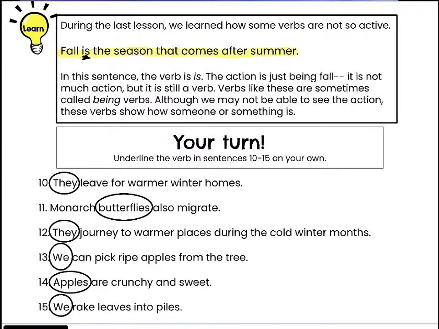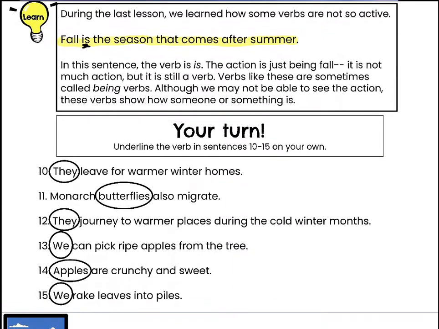Now it's your turn. You're going to underline the verb in sentences 10 through 15 on your own. So on the back of the page that we were just working on, I will read through the sentences and you can underline the verbs. If you don't need me to read the sentences to you, you can stop the video and continue your work on your own. This is your independent work time. Number 10, they leave for warmer winter homes. Let's try that one again. They leave for warmer winter homes. Again, you're asking yourself, what do they do? What is the action? Underline it.